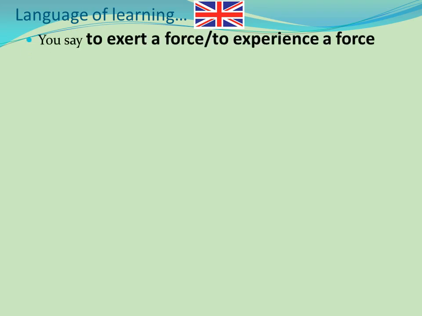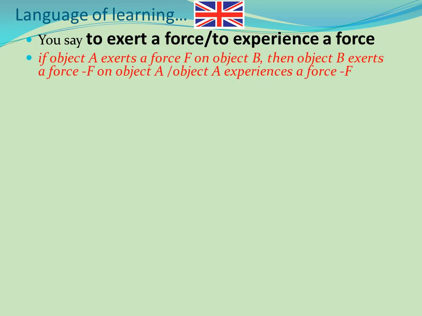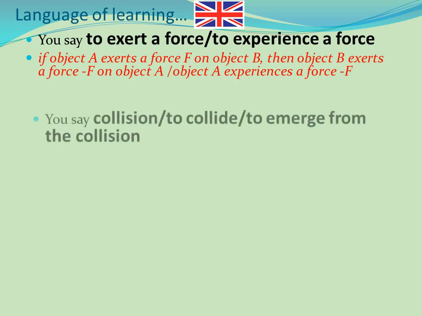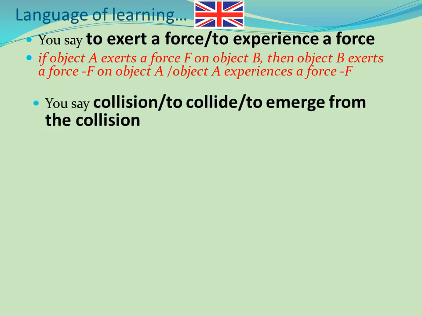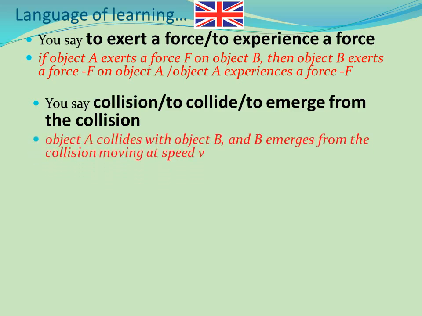You say to exert a force, and with opposite meaning, to experience a force. If object A exerts a force F on object B, then object B exerts a force minus F on object A, or object A experiences a force minus F. You say collision, to collide, to emerge from the collision. Object A collides with object B, and B emerges from the collision, moving at speed v.